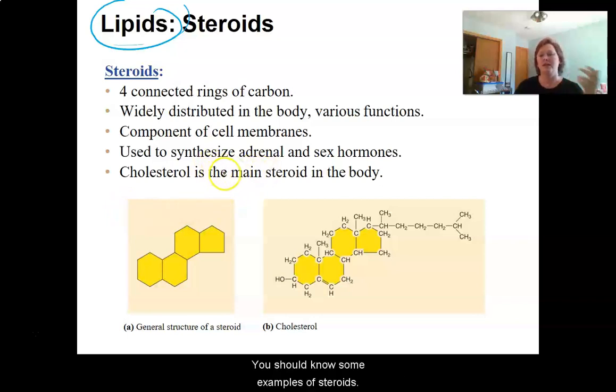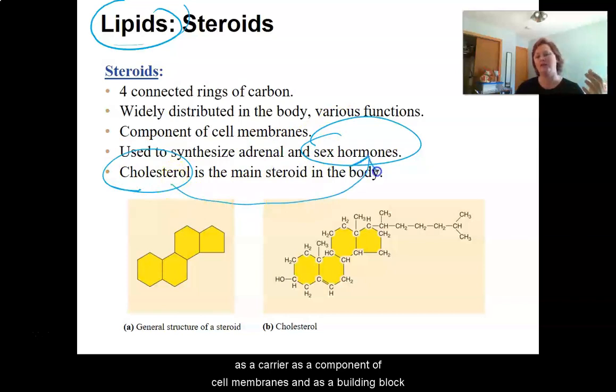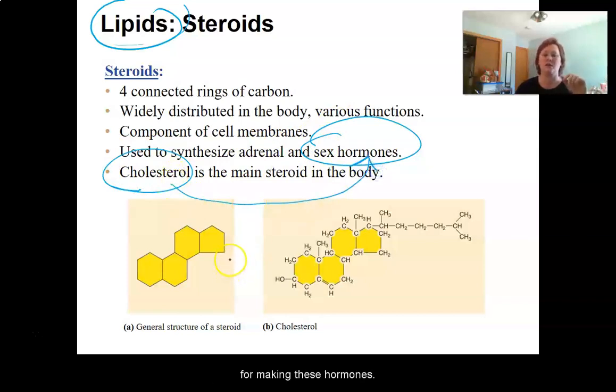You should know some examples of steroids. So those would be things like your sex hormones and cholesterol. Cholesterol gets a bad rap, but it's actually important as a carrier, as a component of cell membranes, and as a building block for making these hormones. And we'll talk more about steroid hormones later on.